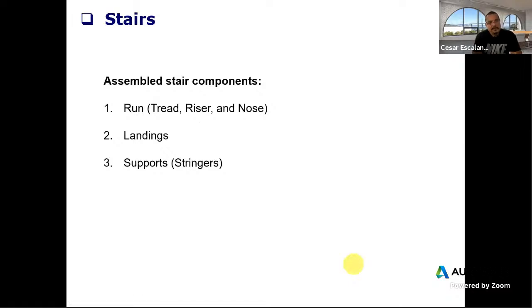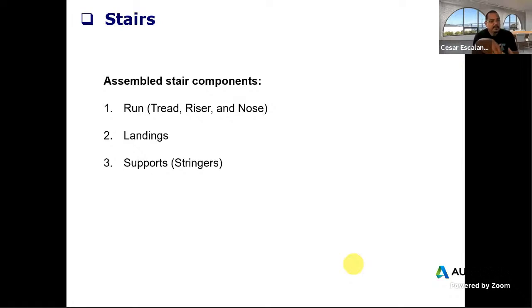There are 2 methods of doing stairs. The old method is the sketch method, but the latest method has been around since 2012. It's you defining what is the run of the stair, and the run is defined as the lower point of the first riser and the top riser. The line between them, that's called our run. And when we create a run, we automatically create the tread, the riser, and the nose.